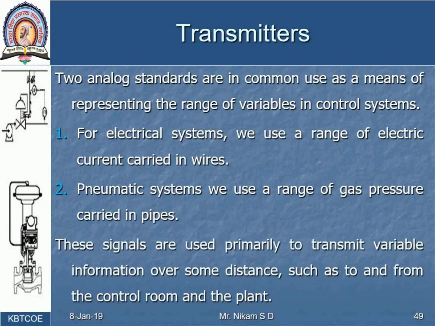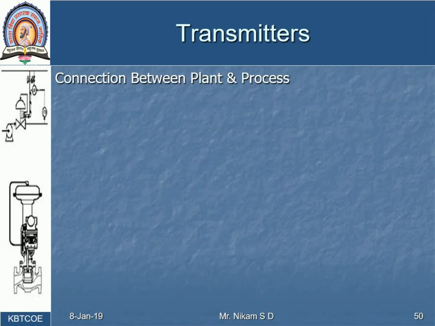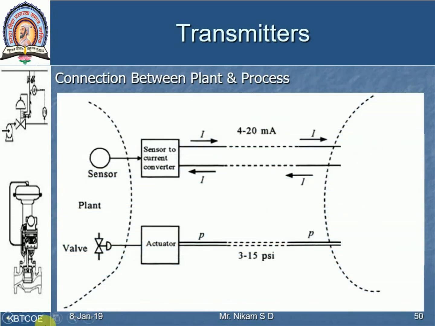Yes, next one. These signals are used primarily to transmit the variable information over some distance, such as to and from the control room and the plant. These signals are used to transmit the signal from the plant to the control room and from the control room to the plant. Next, connection between the plant and the process. Yes, this type of connection normally.